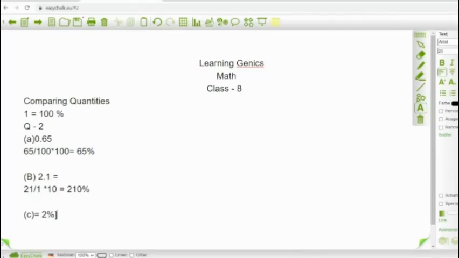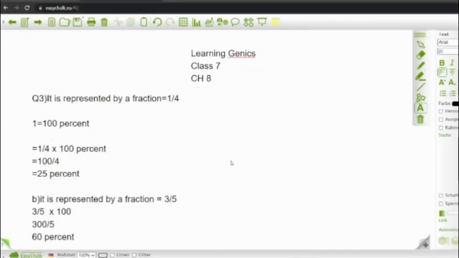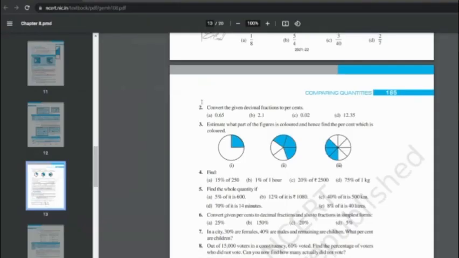And part B, which the question is 12.35, the answer would be 1,235%. So I am here again. So question number 3 says estimate what part of the figure is colored and hence find percent which is colored.